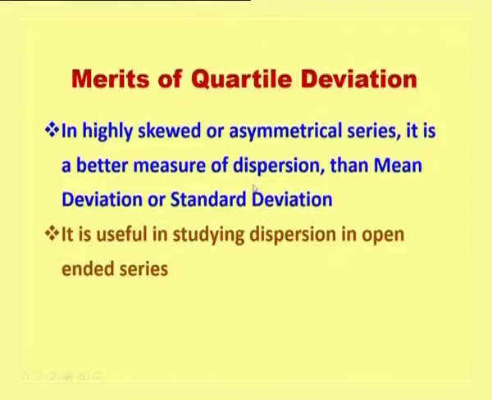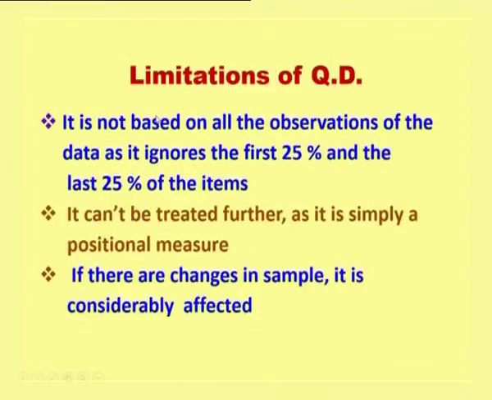These are some merits. In highly skewed or asymmetrical series, it is a better measure of dispersion than the mean deviation or standard deviation, because in standard deviation we square the deviations, and therefore extreme values affect it very seriously, and that is not the case in quartile deviation. It is also useful in studying the dispersion in open-ended series.